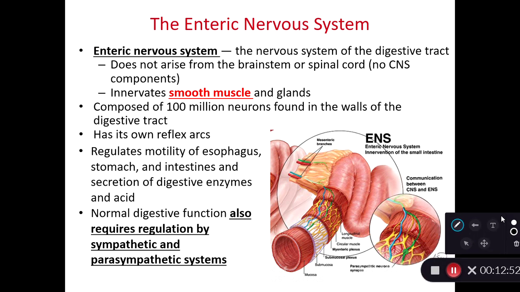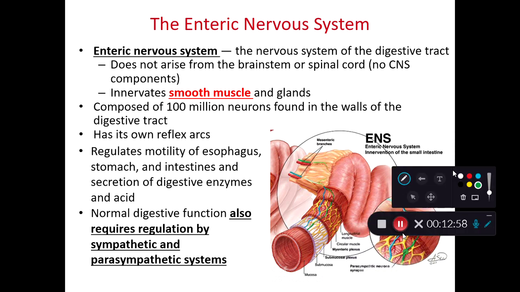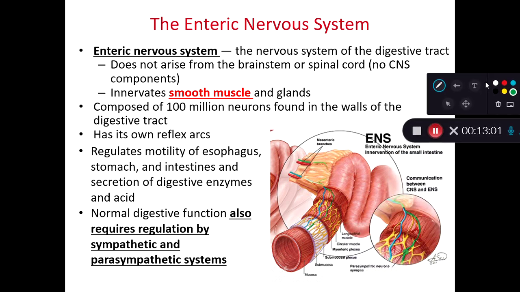Let's dive in and talk about the enteric nervous system. Our enteric nervous system is, well, kind of controversial depending on the textbook you look at. Sometimes it's a separate branch of the nervous system. Other times it's going to be considered just a subdivision of the parasympathetic nervous system. As we look at the enteric nervous system, it's worth emphasizing it does not arise from either the brainstem or spinal cord. It has no CNS components at all. And it's going to focus on the smooth muscle and glands of the intestines.